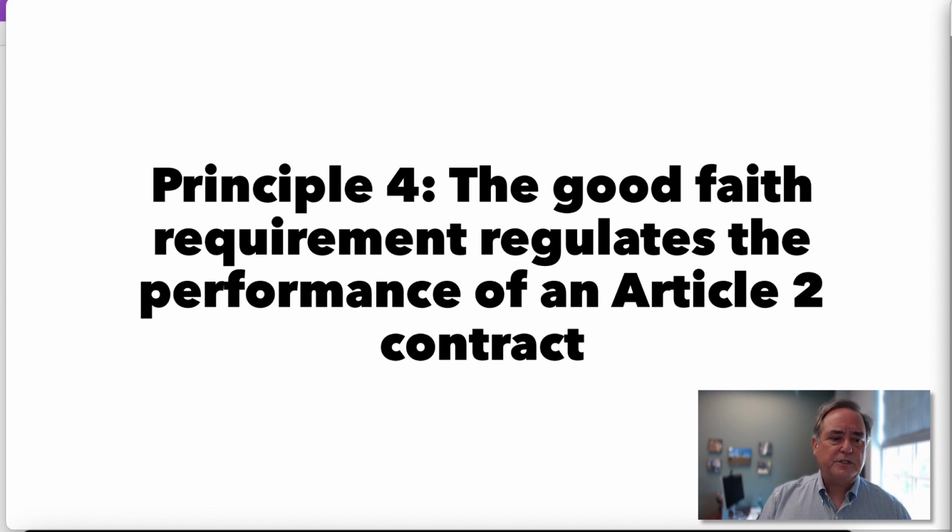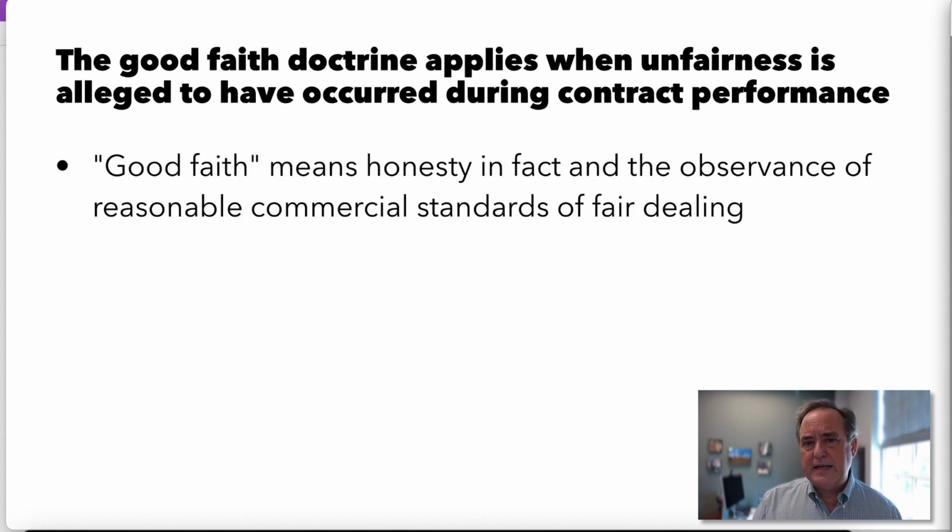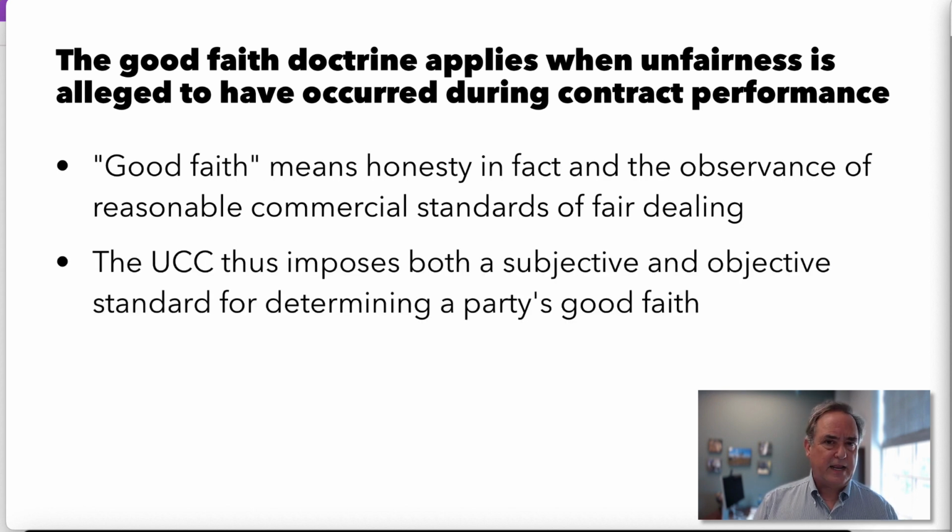The fourth foundational principle has to do with the good faith requirement. We'll talk a lot about the good faith requirement. This regulates the performance of an Article 2 contract. So unconscionability regulates the formation of the contract. The good faith doctrine regulates the performance of the contract. Now, good faith means honesty in fact and the observance of reasonable commercial standards of fair dealing. The UCC imposes both a subjective and objective standard for determining a party's good faith.